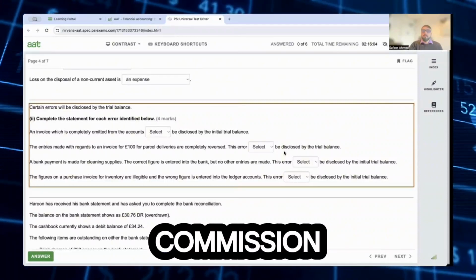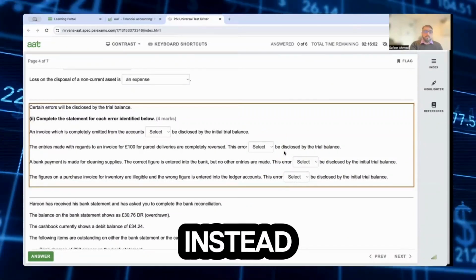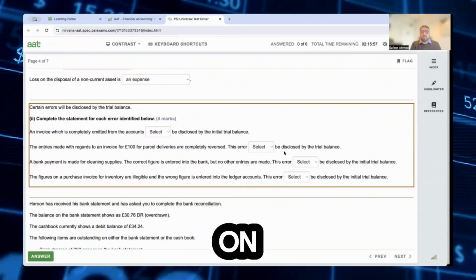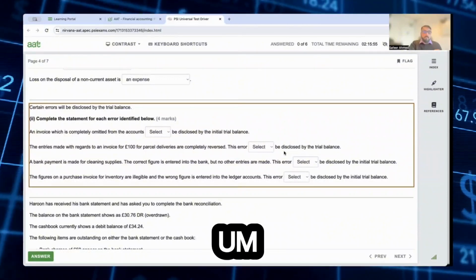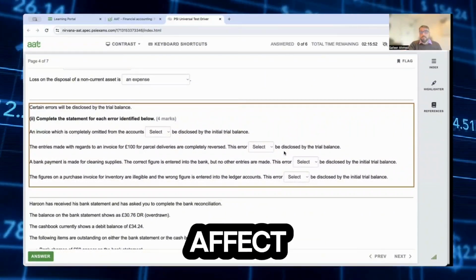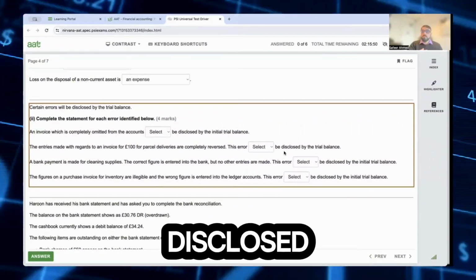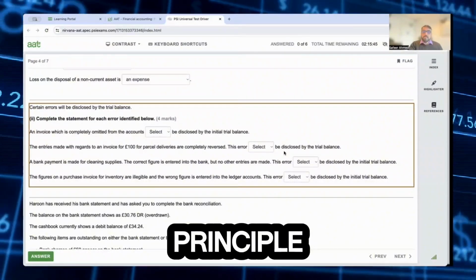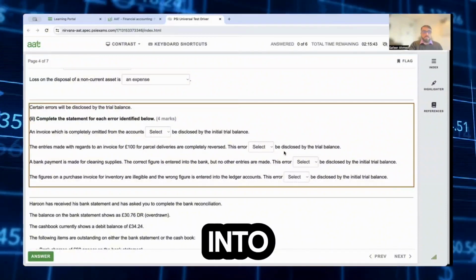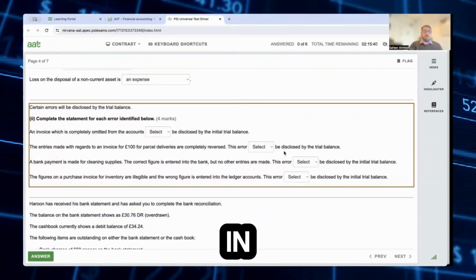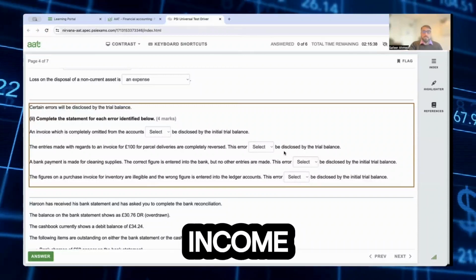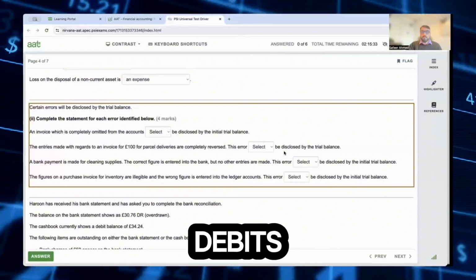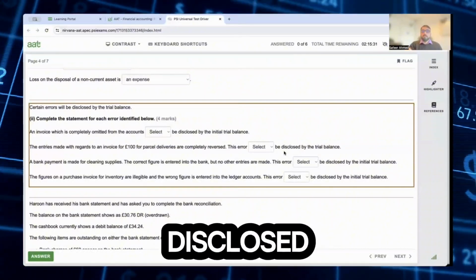Similarly, error of commission. Where instead of recording one expense, you recorded another expense, but the amounts you have recorded on debits and credits are correct. So therefore, it would not affect the trial balance, so it would not be disclosed by a trial balance. Similarly, error of principle. Where you recorded an asset as an expense, or vice versa, or capital income as revenue income, and vice versa as well. But again, because you have recorded the same amounts on the debits and credits, it would not be disclosed by a trial balance.